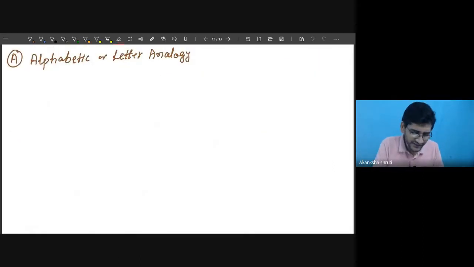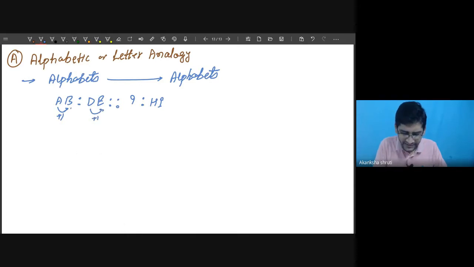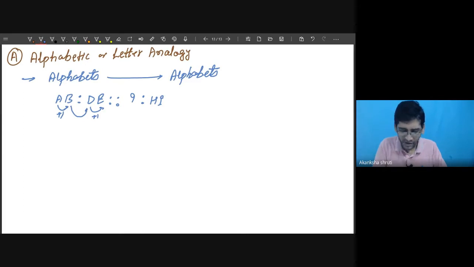So the very first one is our alphabetic or letter analogy. Here only alphabets will be given to you, and one alphabet will be related to another alphabet. Say the simplest one, I am writing A, B, D, E, and the next one is H, I. Here we are observing A to B just increased once. But again we can relate B to D this way. How much is shifting? Here it is +2, or we can directly relate this A with this D also.